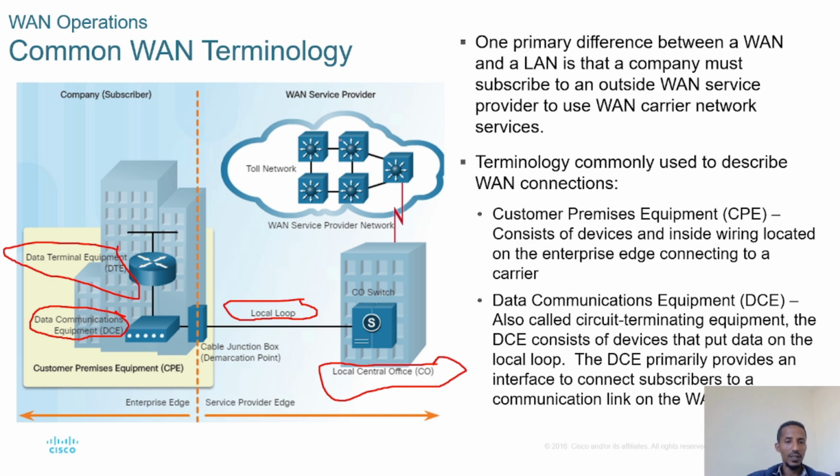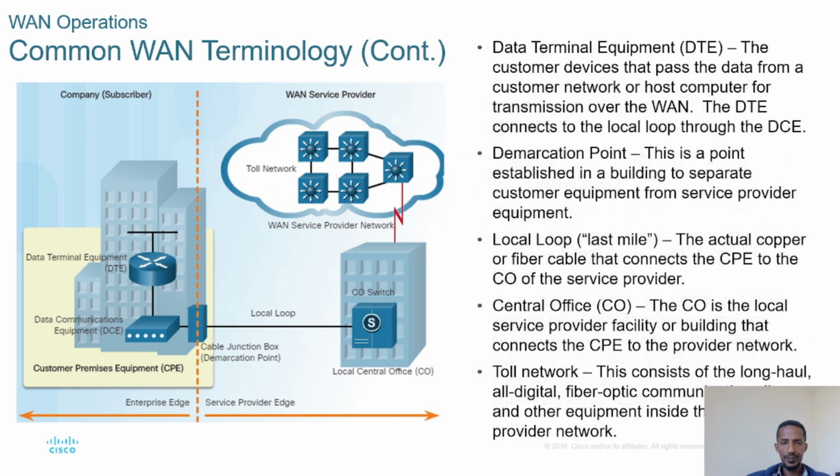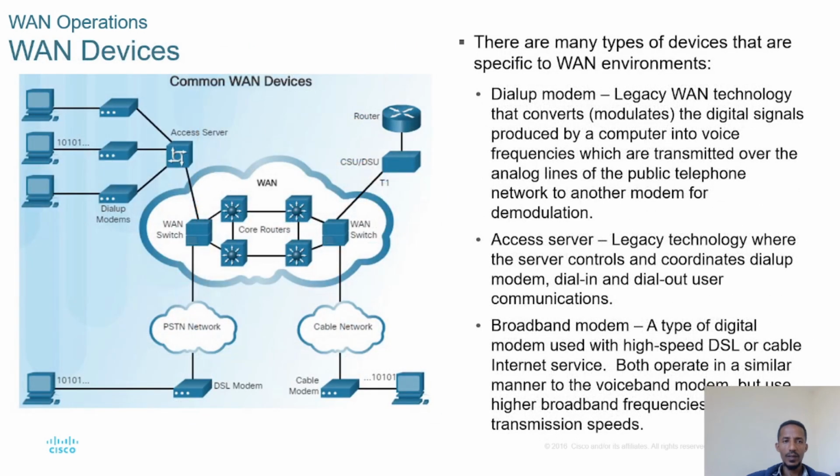So this is the service provider or the telecommunication network, and these are the central office switches. These are usually the way that the devices go through to reach the destination. So you'll have this kind of arrangement. There are different types of devices. Some of them we call access servers.